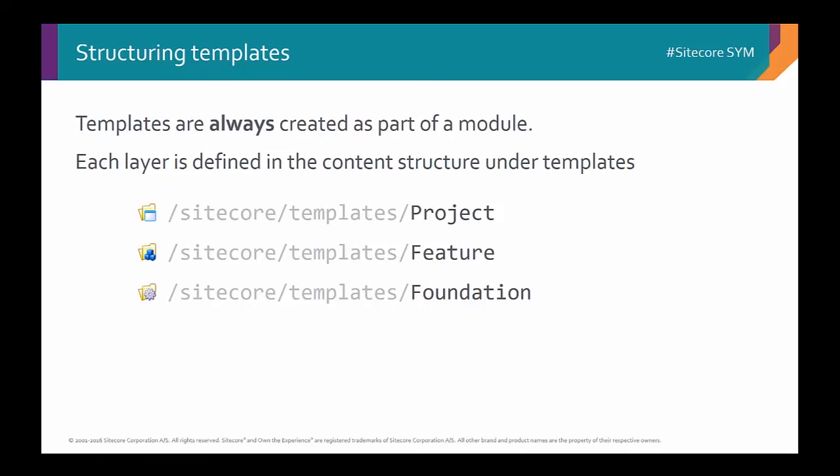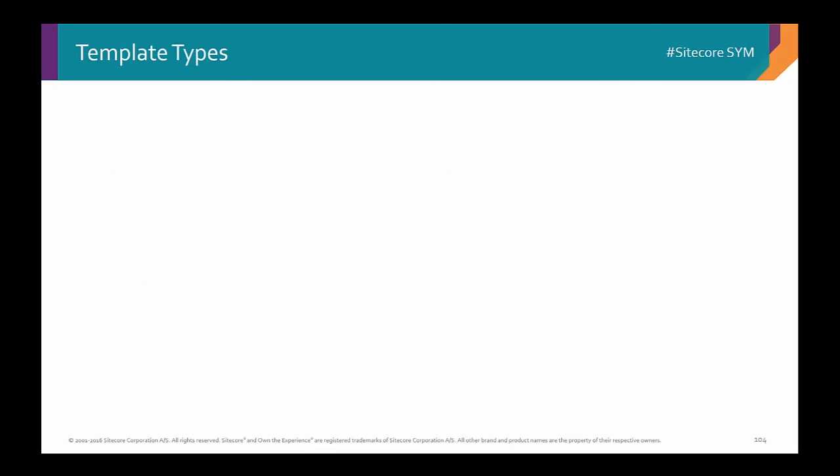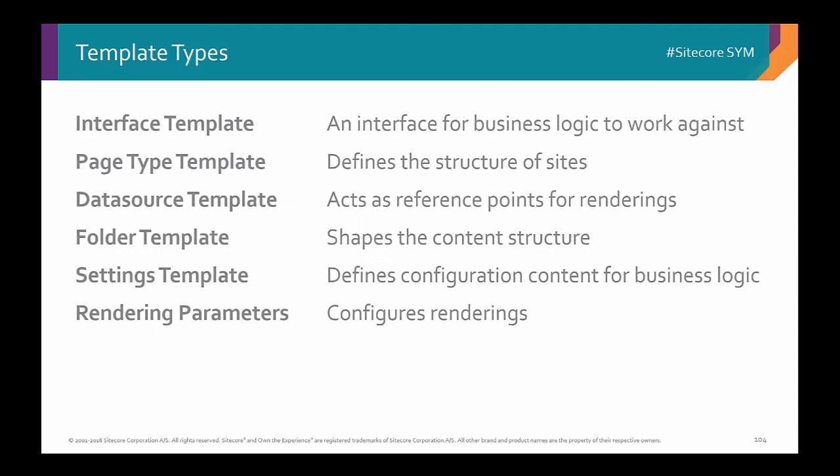When you're working with Sitecore templates, they are always created as part of a module, just like we've talked about everything else. And there's a layer folder under templates. I think we've been through this. Now what's interesting, just like we had different types of items that we had to control differently, in order to adhere to this kind of architecture, we have to separate out the different template types. So we don't have just one type of template. We've broken it down into 6 different types of templates that you're working with.